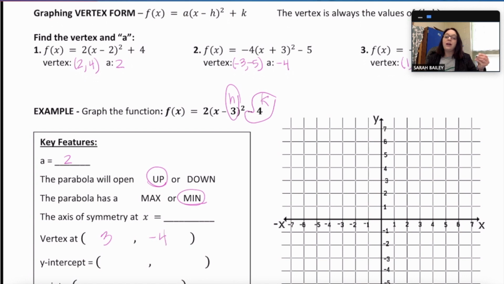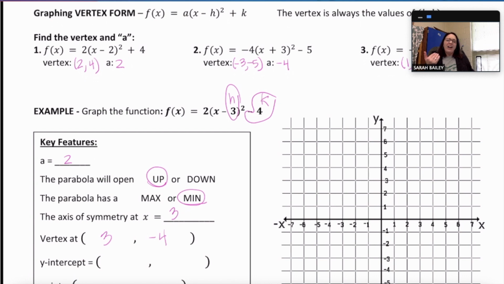Okay, now let me go back to the axis of symmetry. Well, the axis of symmetry is always x equals a number, and it goes through the vertex. So it's going to be the same as the x coordinate of my vertex, which in this case is 3. So it's going to be x equals 3. I don't have to do what I did before, that negative b over 2a.